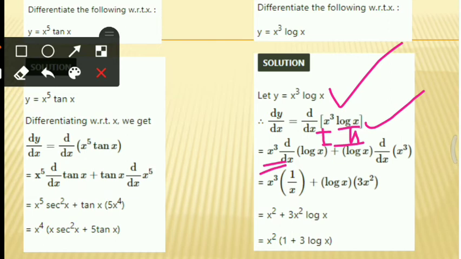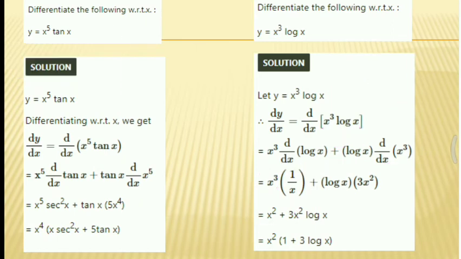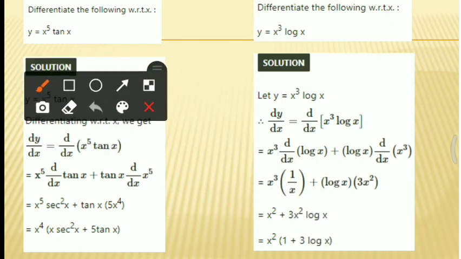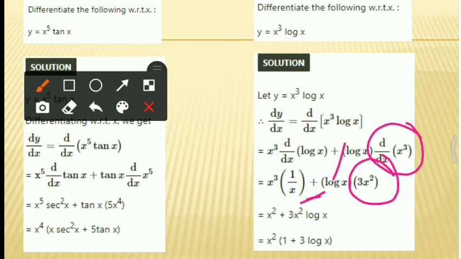Then x cube into d by dx of log x plus log x into d by dx of x cube is equal to x cube as it is. Now here the derivative of log x is 1 by x, and plus log x as it is, the derivative of x cube is 3x square. Cancelling 1 x, the term is x square plus 3x square into log x. Taking common x square, the final answer is x square into 1 plus 3 log x.